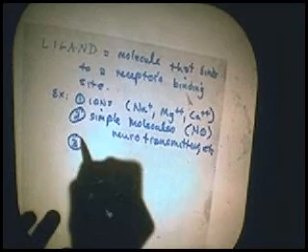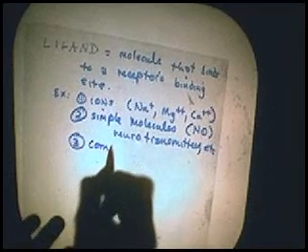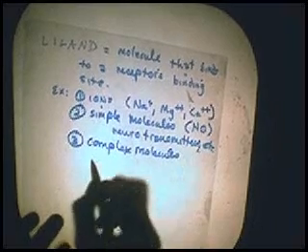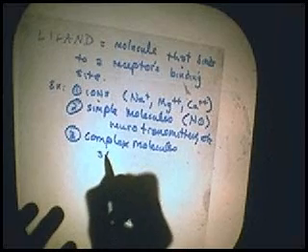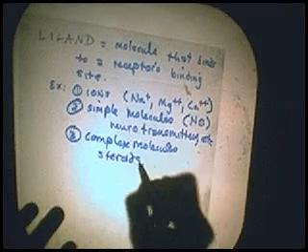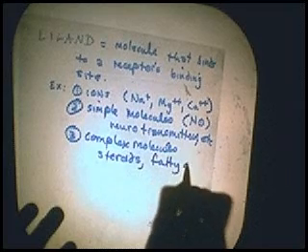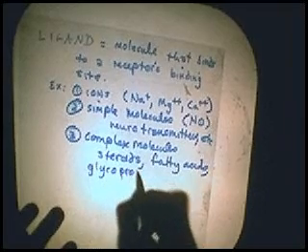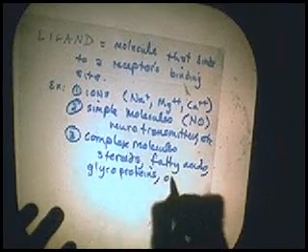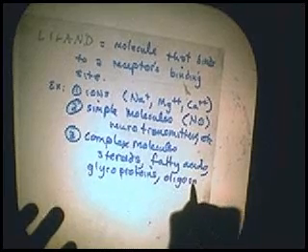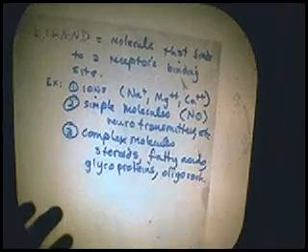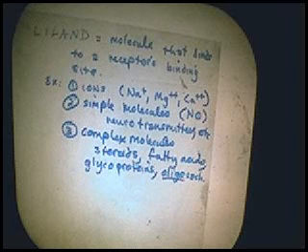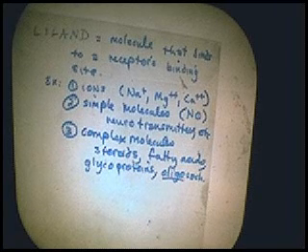And three, ligands could actually be more complex molecules. Complex molecules can be things like steroids and fatty acids, glycoproteins, even sugars, oligosaccharides. I'm not going to write it all out because I ran out of room. What does oligo mean? A few. So it just means a few sugars that are joined together in a molecule.